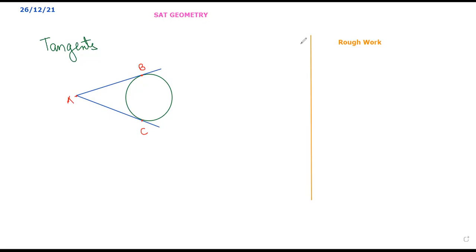If there are two tangents of this circle, you should know that this is the radius and this is the radius, okay? So this length and this length would be the same. AB is equal to AC, and this is a right angle and this is a right angle. Okay, I hope it's clear.